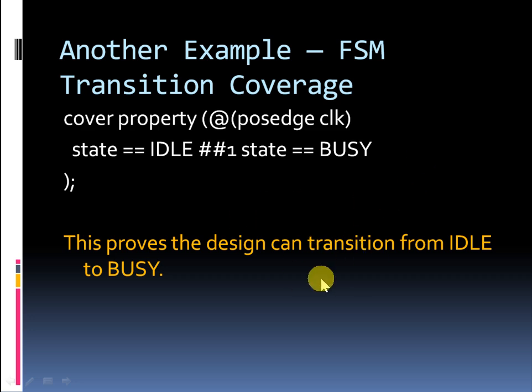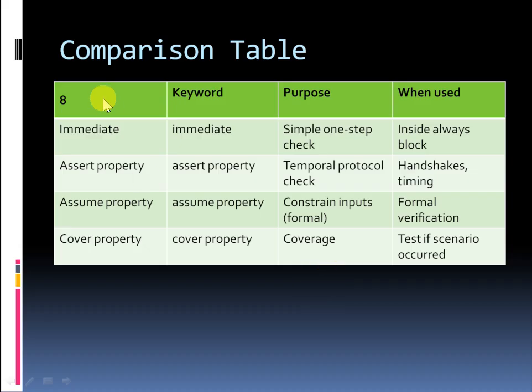Now we'll summarize everything in a table. This one is mistakenly written. These are the conditions, these are the keywords. For immediate, we are using the immediate keyword. Assert property, we are using assert property. Assume property, we are using assume property. Cover property, cover. What is the purpose? Immediate is used for one step check, and assert property is used for protocol check.